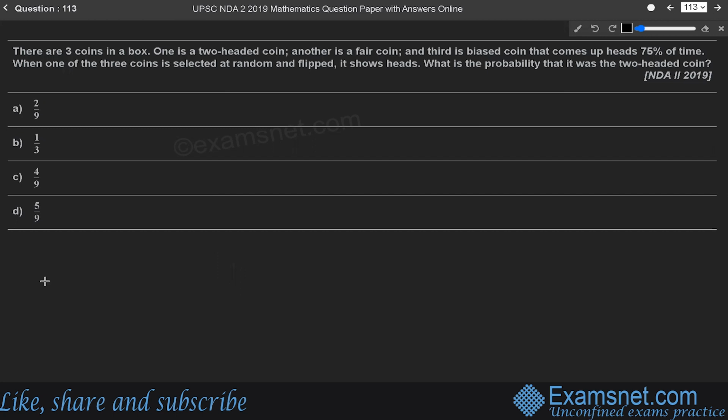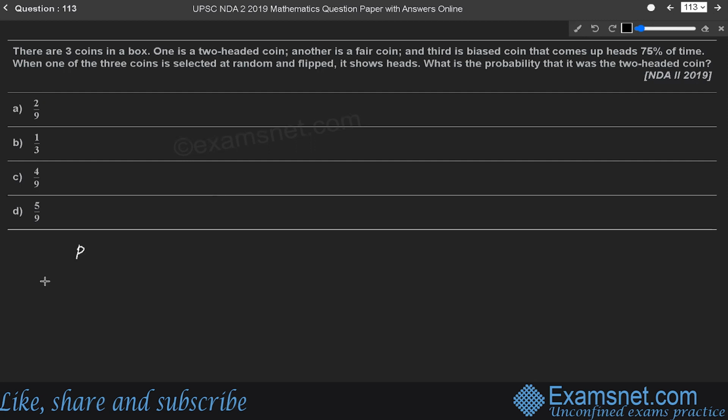Next question is, there are 3 coins in a box. One is a two-headed coin, another is a fair coin, and the third is a biased coin that comes up heads 75% of the time. When one of the 3 coins is selected at random and flipped, it shows heads. What is the probability that it was a two-headed coin?